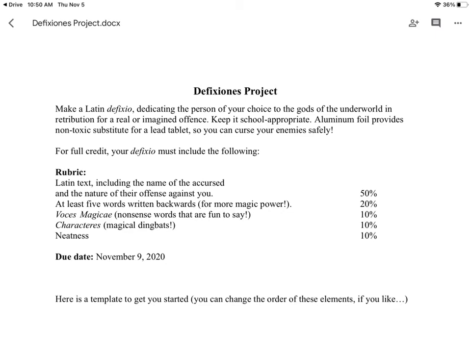Okay, for those of you who weren't here on Monday, I'm going to go through exactly what you need to do to complete this Defixiones project. The rubric, along with a video that provides a little historical context, is to be found in the Monday folder, right? Monday 11/12.